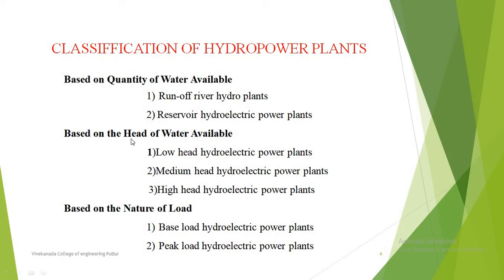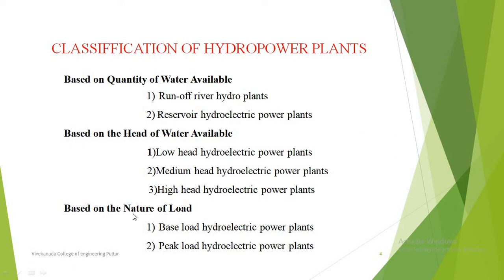The next one is based on the head of water available. There are three types. Low head hydroelectric power plants: here Kaplan turbine is used. Medium head hydroelectric power plants: here Francis turbines are used. High head hydroelectric power plants: here Pelton wheel turbines are used. The head available is very high.